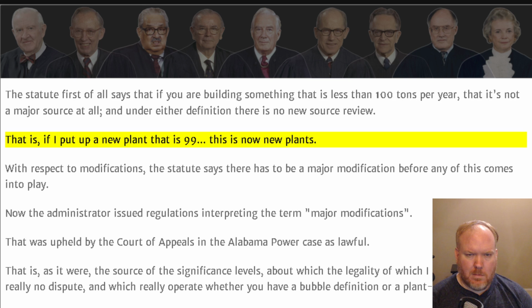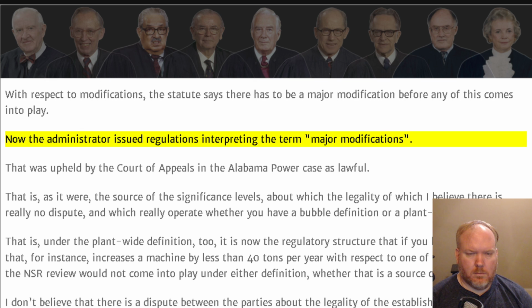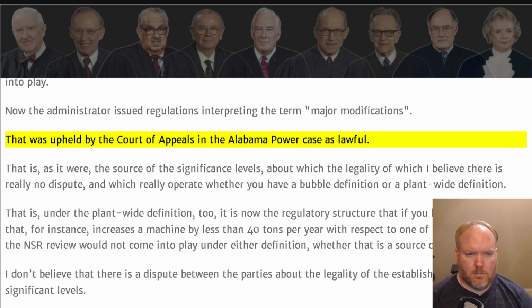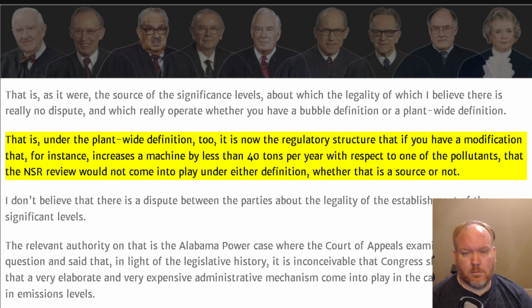That is, if I put up a new plant that is 99. This is now new plants. With respect to modifications, the statute says there has to be a major modification before any of this comes into play. Now, the administrator issued regulations interpreting the term major modifications, and that was upheld by the Court of Appeals in the Alabama Power case as lawful. That is, as it were, the source of the significance levels, about which the legality of which I believe there is really no dispute, and which really operate whether you have a bubble definition or a plant-wide definition.